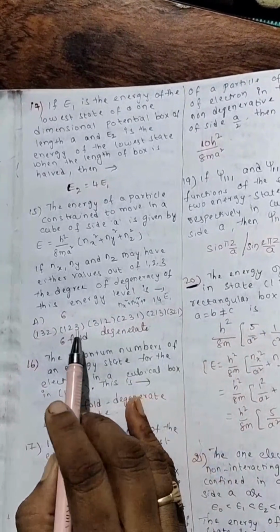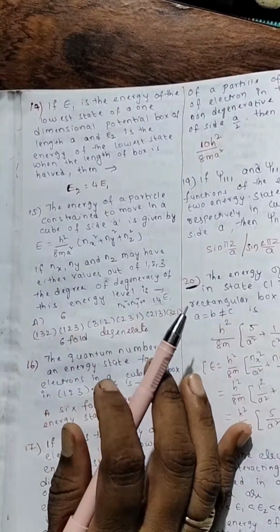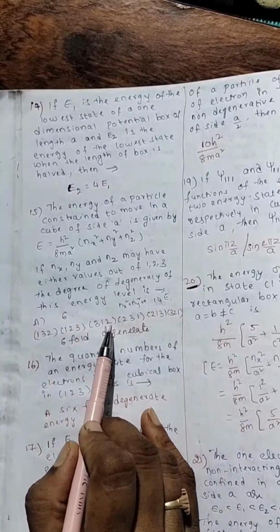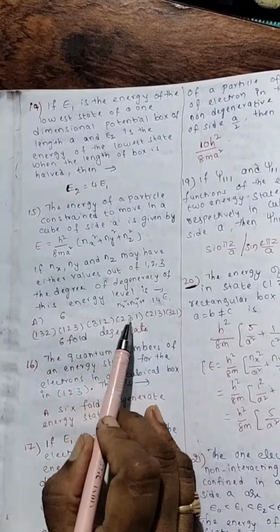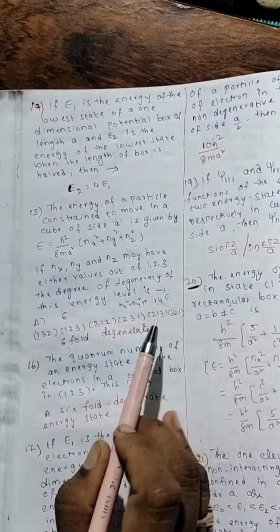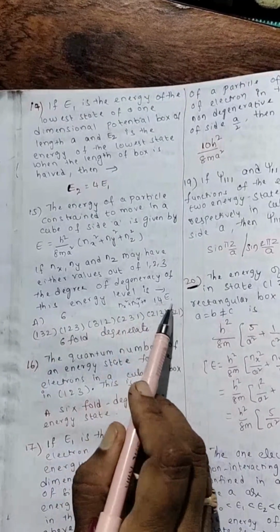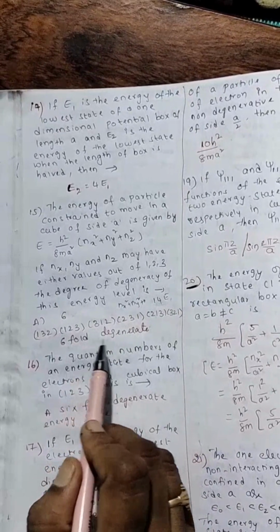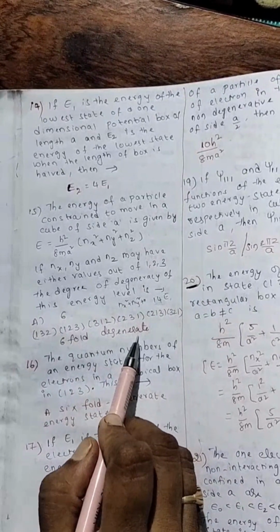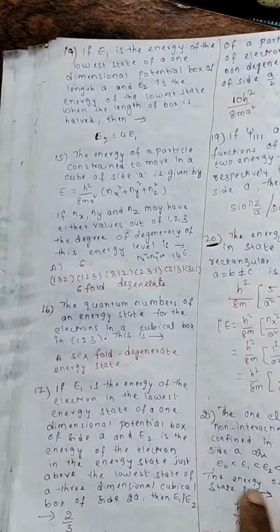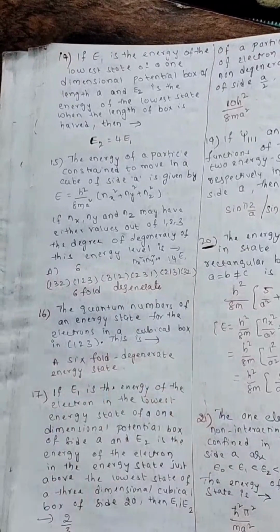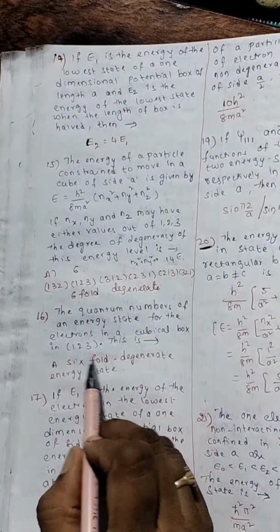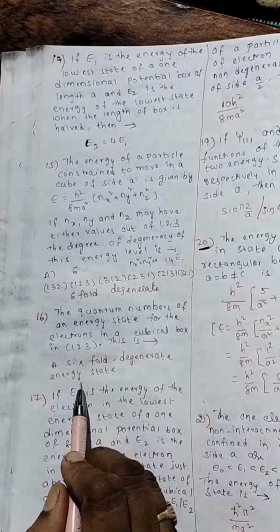So we call these degenerate levels. How many combinations are there? 1, 2, 3, 4, 5, 6 combinations. These 6 combinations give the same 14E. So we call it a 6-fold degenerate state. Right? Now, next step, the quantum numbers of an energy state for 1, 2, 3. Here we got 6-fold.